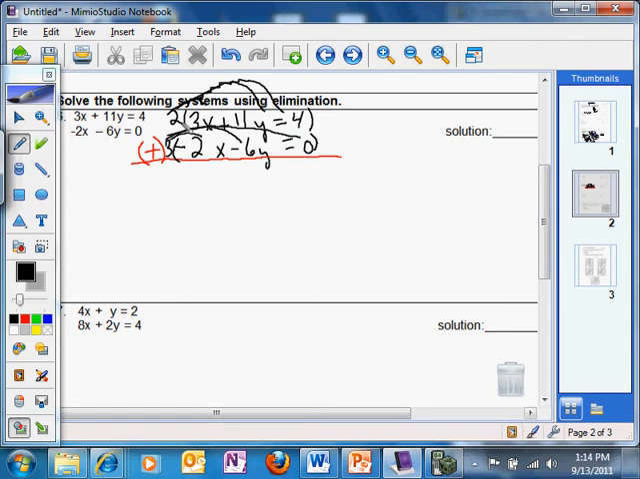What happens is up top I get 2 times 3x is 6x, 2 times 11y is plus 22y equals 2 times 4 is 8. Then the bottom equation, 3 times negative 2 is negative 6x, 3 times negative 6y is negative 18y equals 0 because 3 times 0 is 0.